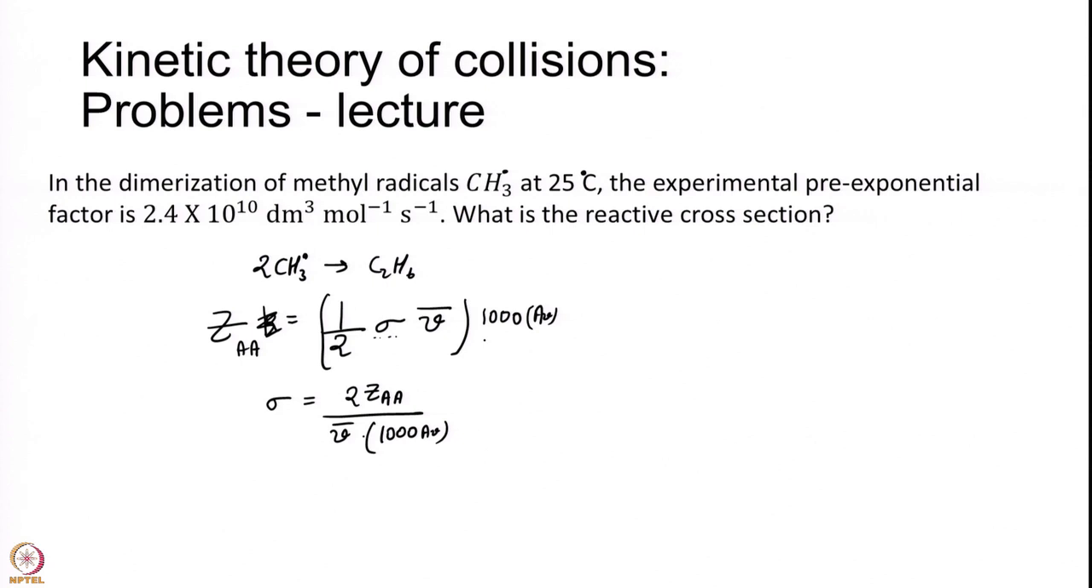Okay. So I have to calculate nu bar now, which again is the square root of 8kT over pi mu. Mu is equal to m of CH3 into m of CH3 divided by m of CH3 plus m of CH3. This is nothing but m of CH3 divided by 2, okay, which is close to how much? I have this written down here.